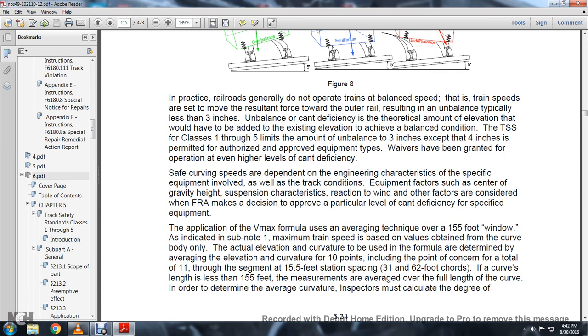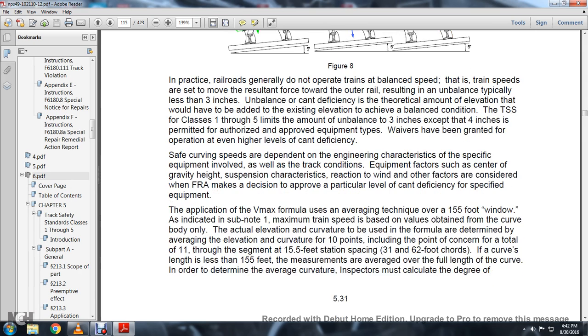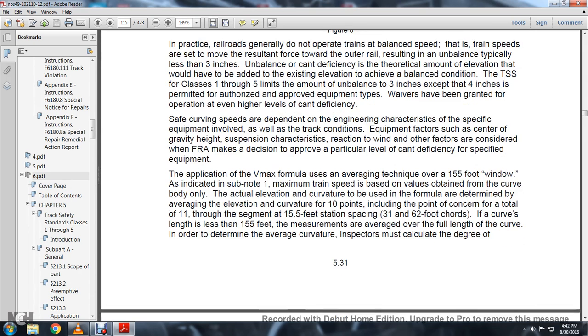Speed around a curve depends on the engineering characteristics of the specific equipment involved, as well as track conditions. Factors such as the center of gravity height, suspension characteristics, and reaction to wind are considered. FRA makes the decision to approve a particular level of cant deficiency for specified equipment. Next is the application of the Vmax formula using the averaging technique over the 155-foot window.